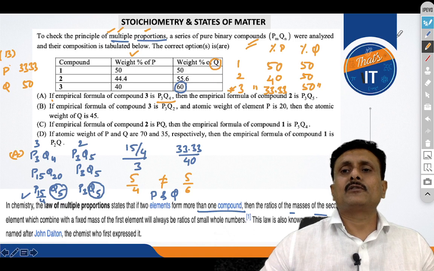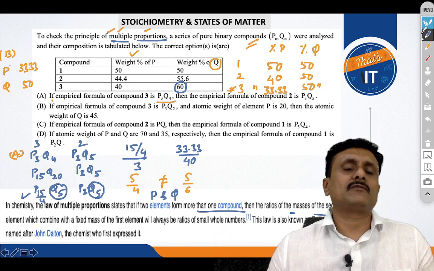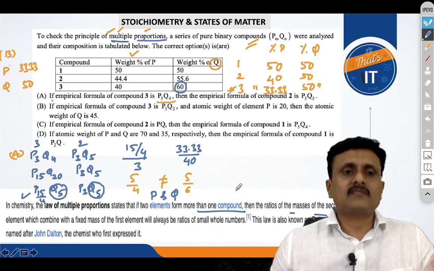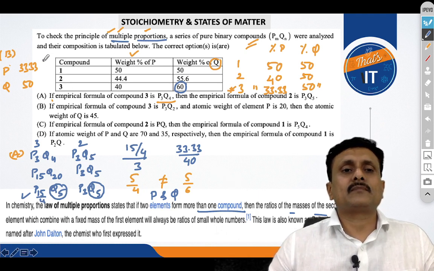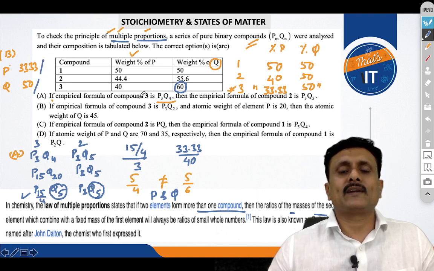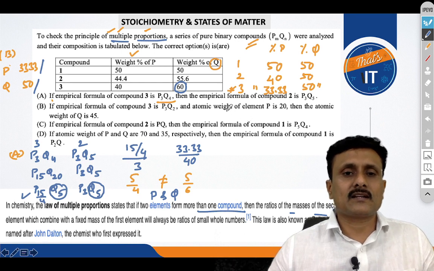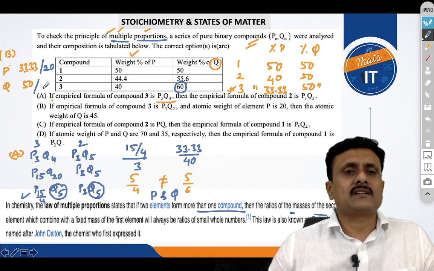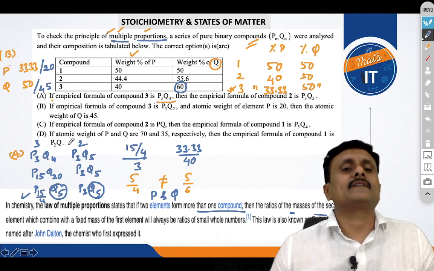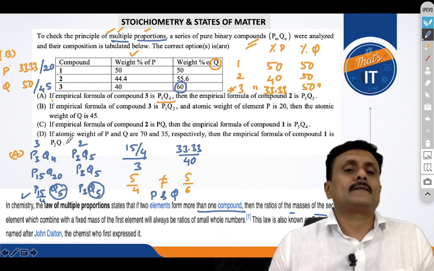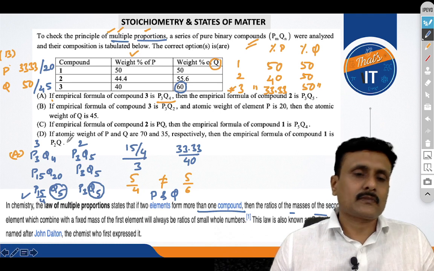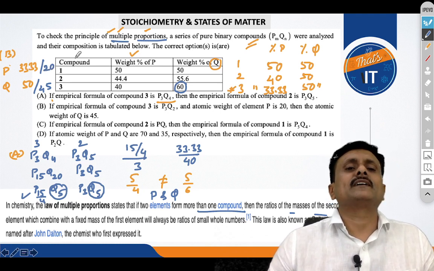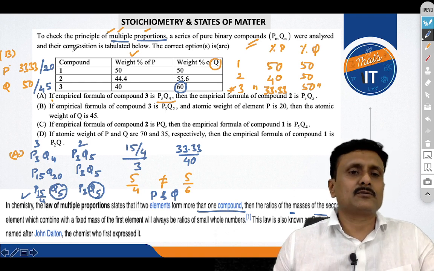Alright, so in order to find the empirical formula, we are going to find the relative number of atoms in the next step. Relative number of atoms means divided by its atomic weight. When we do that, the atomic weight of element P is given as 20 and that of Q is 45. Alright, okay. So now you will get these values and you will find the simplest ratio, right? Let me do it for you.